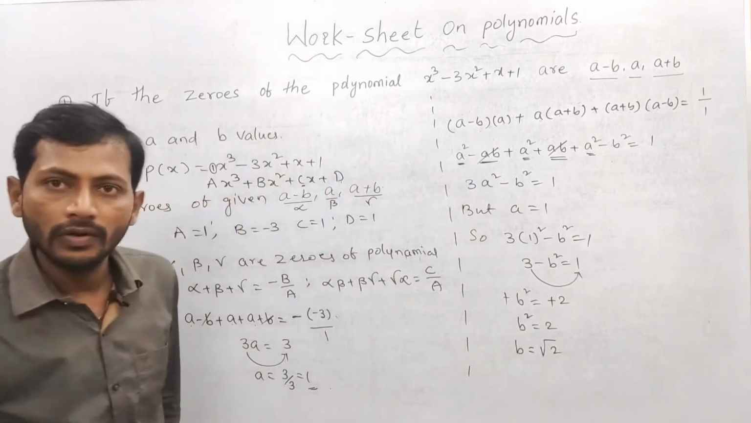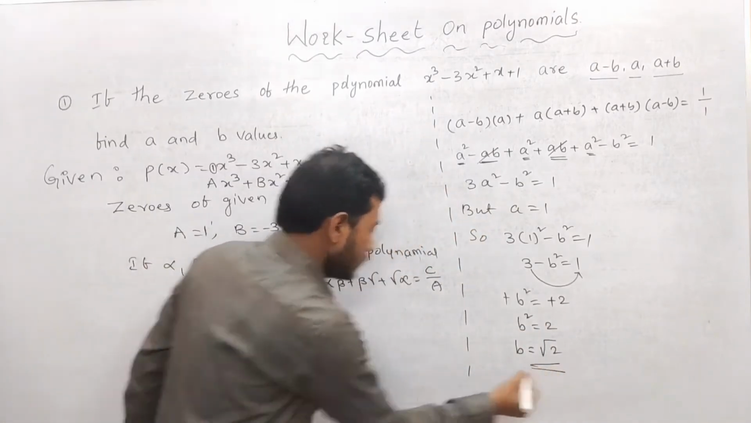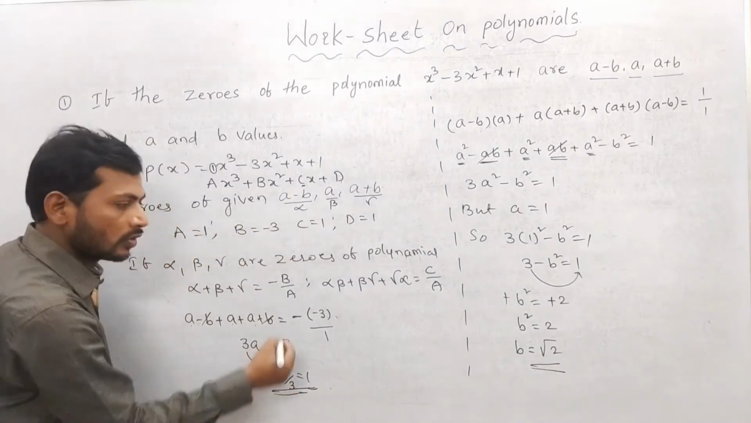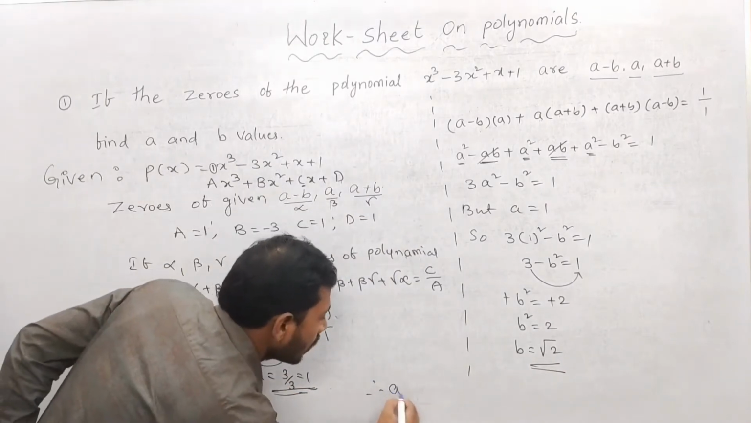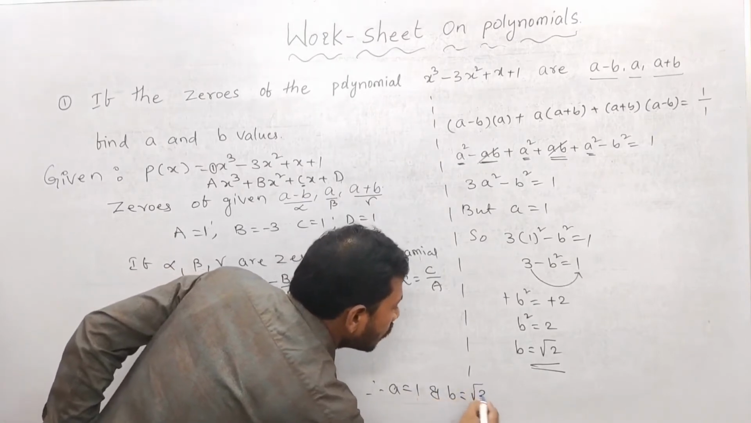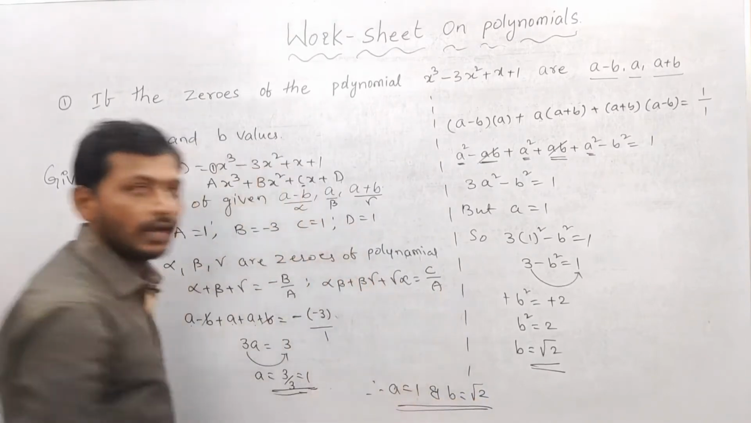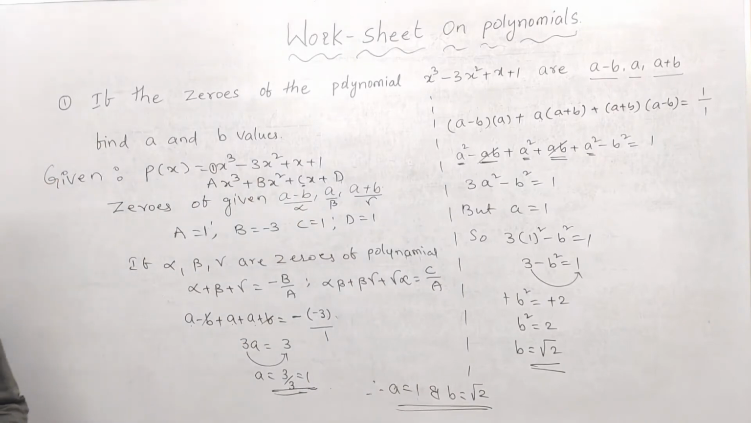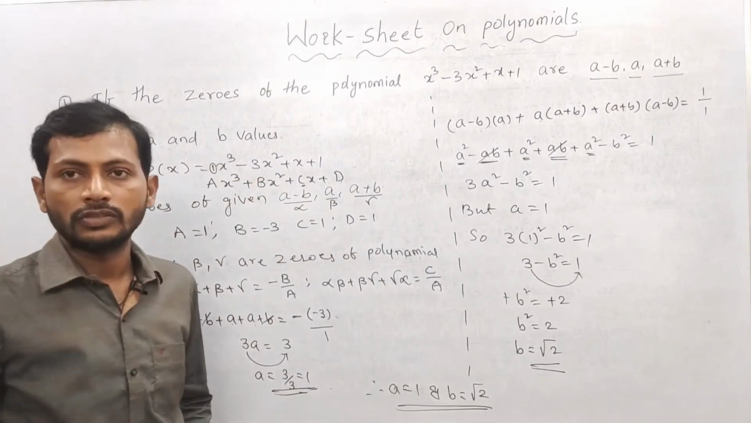Is that clear for you? This is the b value, this is the a value. Finally, therefore, a equals 1 and b equals root 2. This is the final answer for the given question. Okay, we will go to the next question.